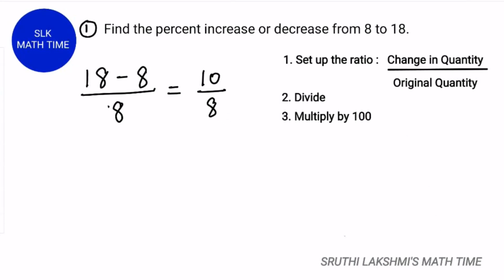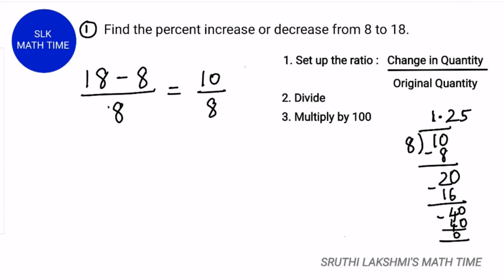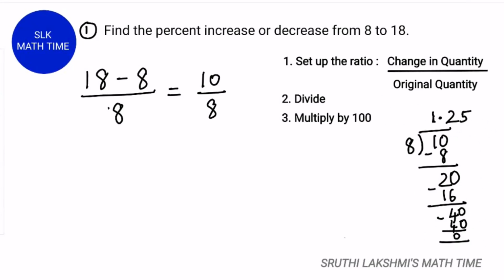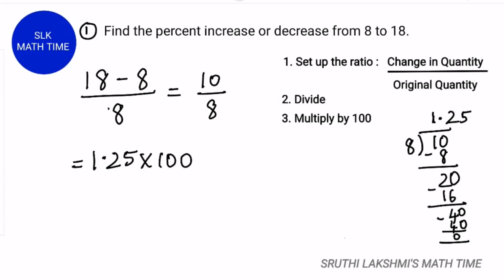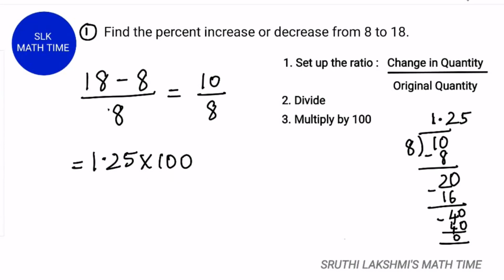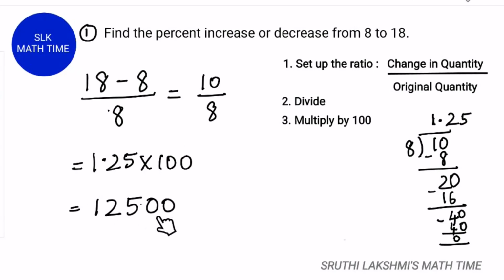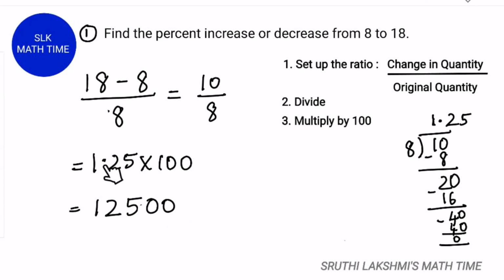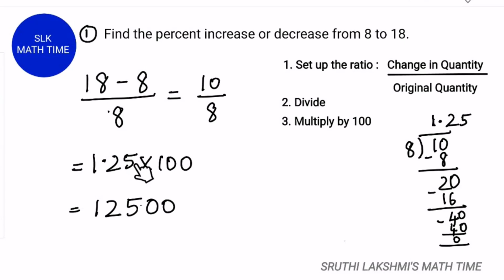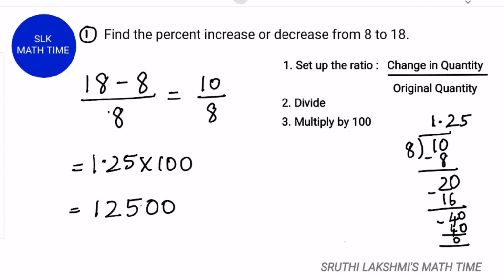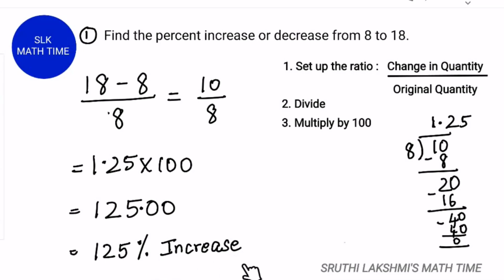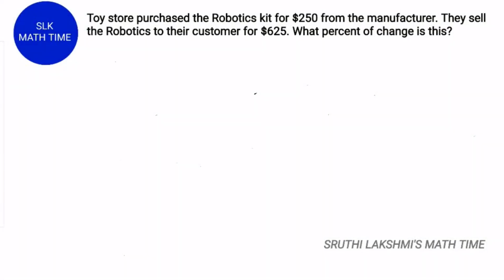Next, we have to divide this. So we have to divide 10 divided by 8. When we do that, we get 1.25. So we have to multiply by 100 because we have to change it to a percent. So when we multiply it by 100, we get 12500. The decimal here is written 2 spaces to the left. So we write the decimal over here. So we get 125% increase.